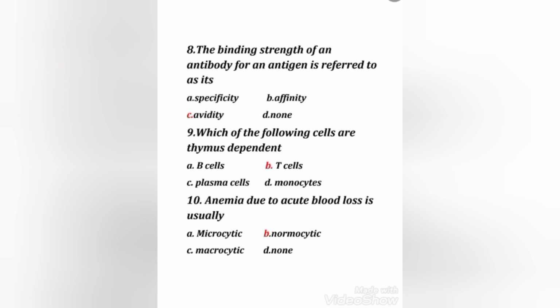Next question. Anemia due to acute blood loss is usually microcytic, normocytic, macrocytic, none. Here the right answer is option B, normocytic. Normocytic means RBCs that are normal in size. And microcytic means RBCs are unusually smaller than normal, and macrocytic means larger than normal.